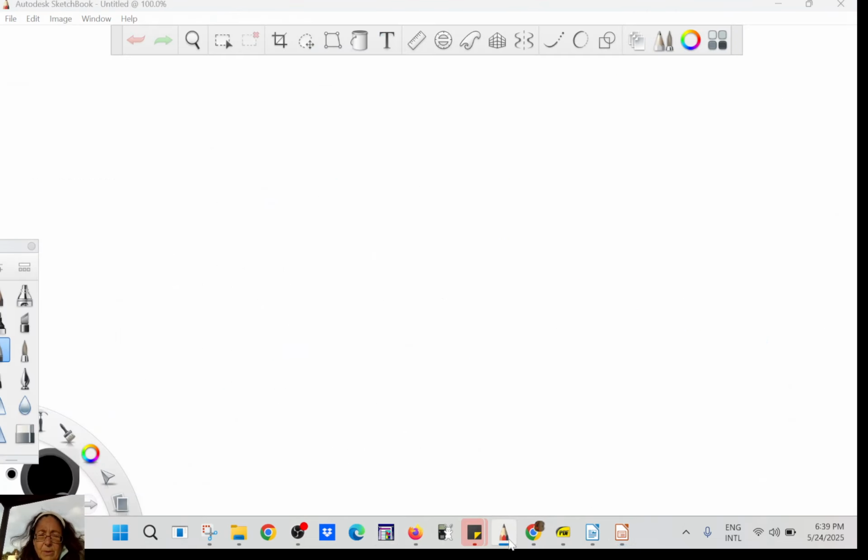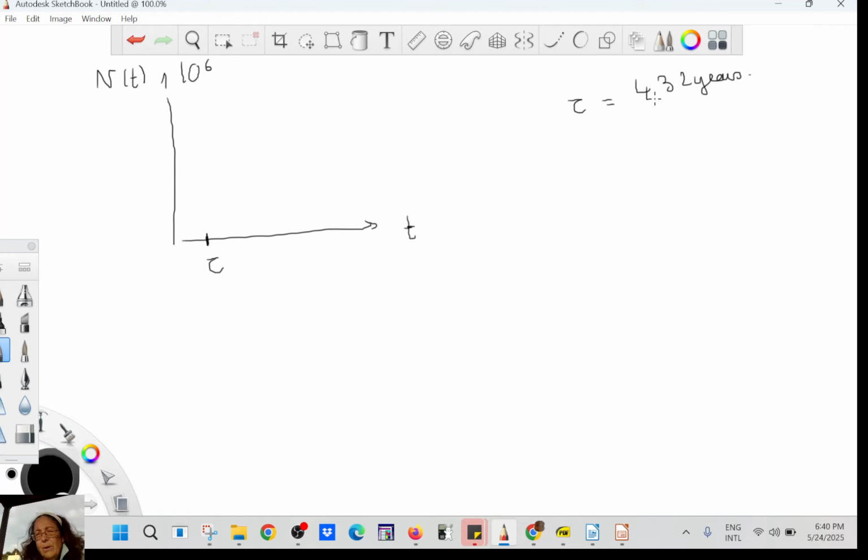So you don't even need to know the equation with the exponential. You know it's an exponential decay. So here you have the number of nuclei, let's say in millions here, and here you have the time, and I'm going to put the time in half-lives. So the half-life is 432 years. So it means after 432 years, the number of nuclei will be divided by 2.